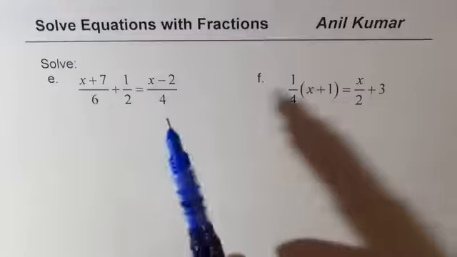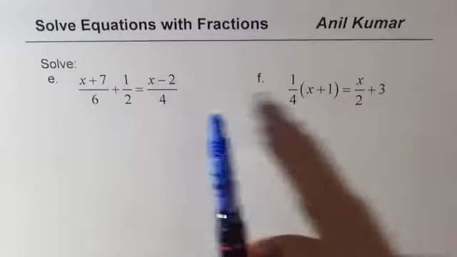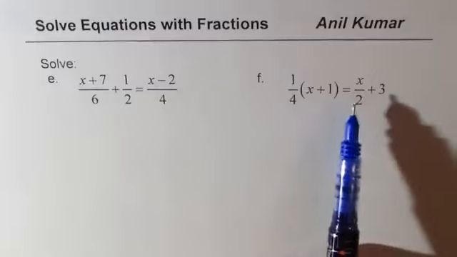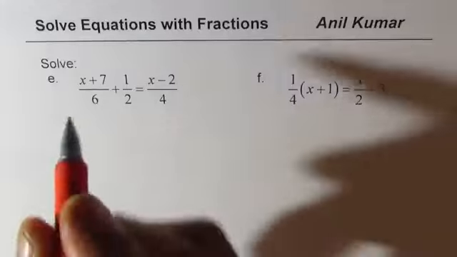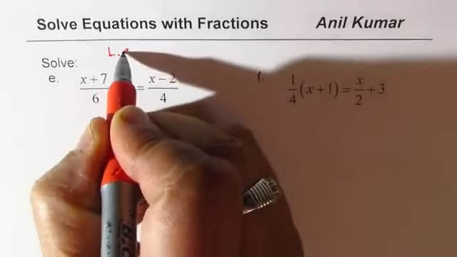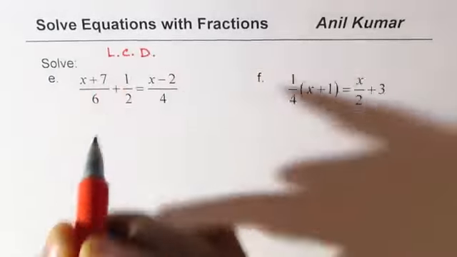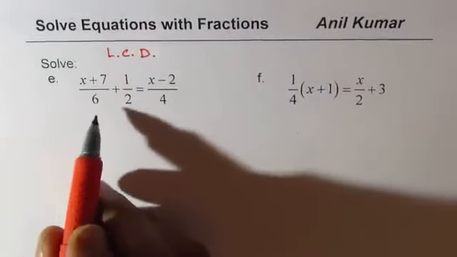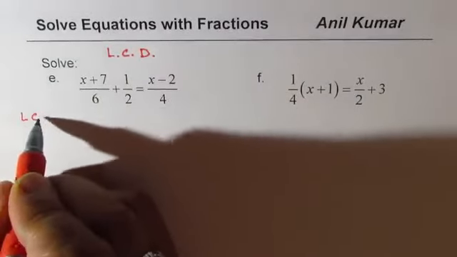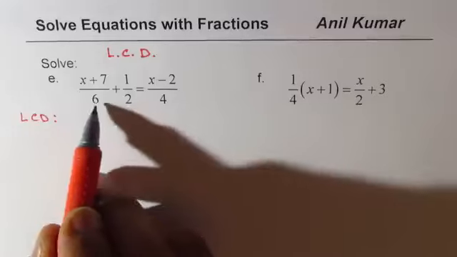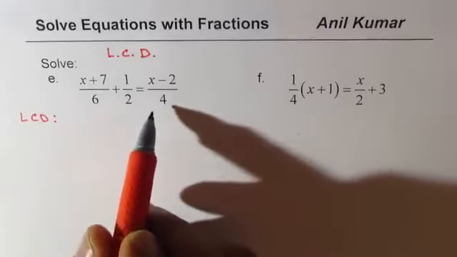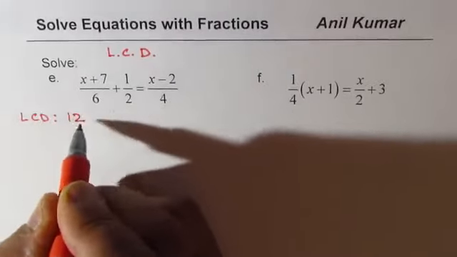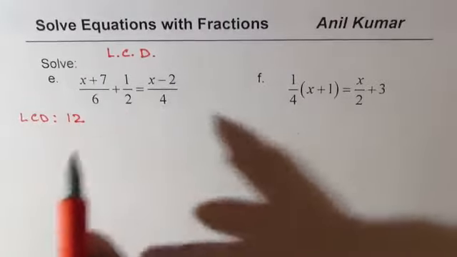So in these two questions, we again have 3 terms, not just 2 terms, right? So what do you expect? In this case, we have to find the lowest common denominator, right? So let's find the lowest common denominator. The lowest common denominator of 6, 2, 4 is 12, right? Now, for some of you, how do we figure this out?